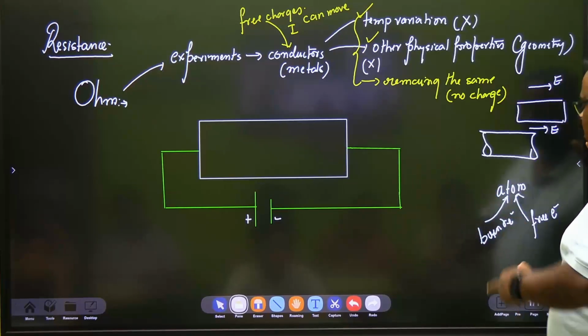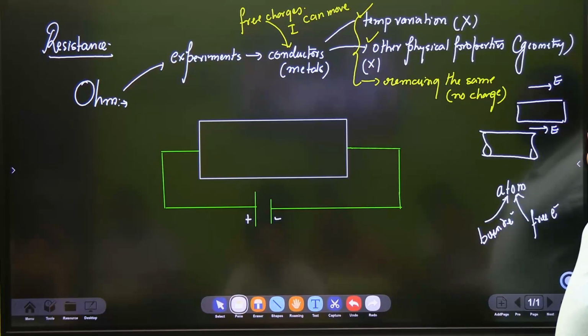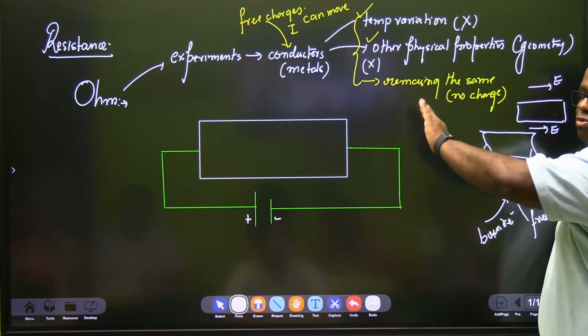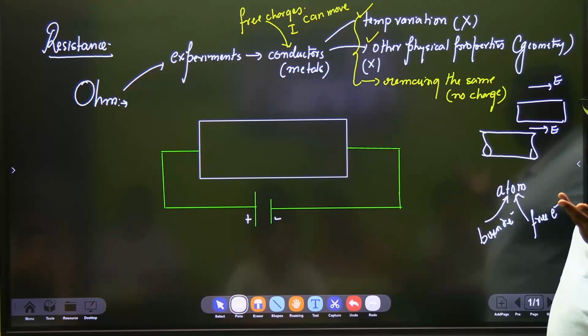Bound electrons are like the children sitting in the lap of the mother. They're not allowed to cycle in the colony. The free electrons are the ones which will be moving. In metals, you have bound electrons as well as free electrons. In insulators, we don't have free electrons. No free electrons means no movement, so no current is seen. Do you understand?